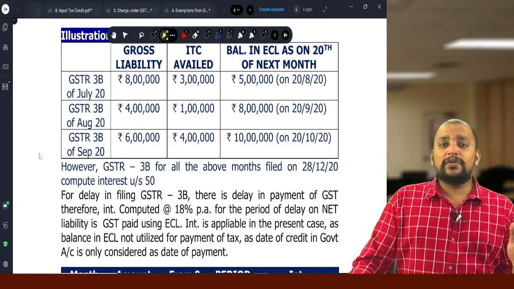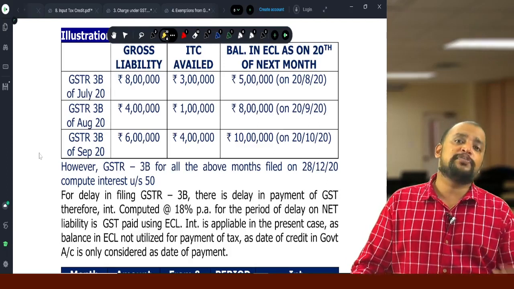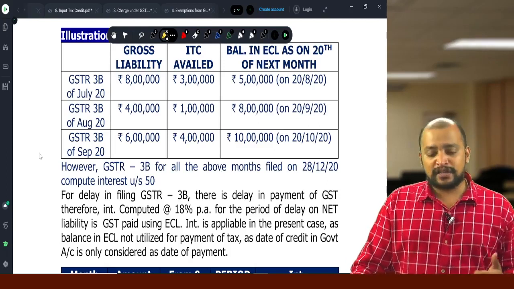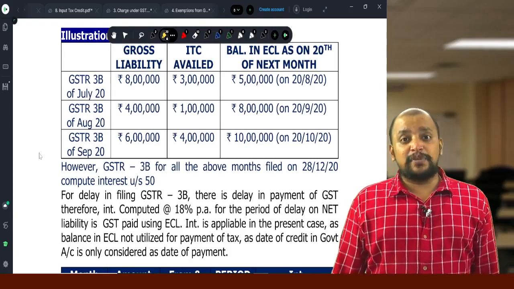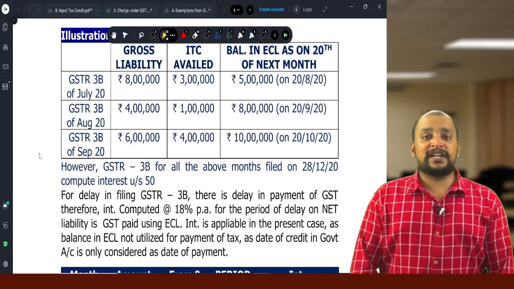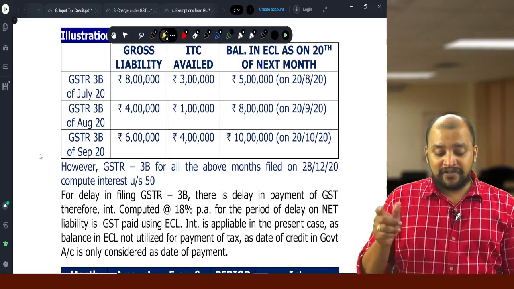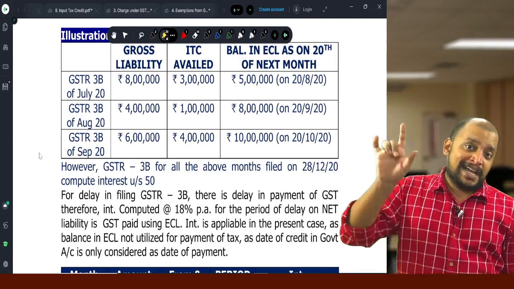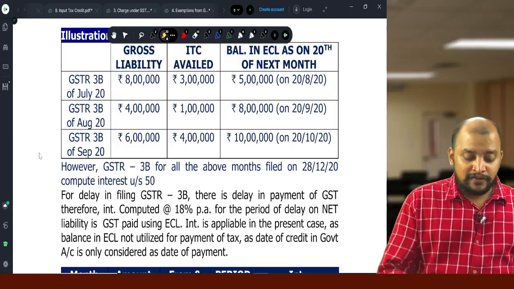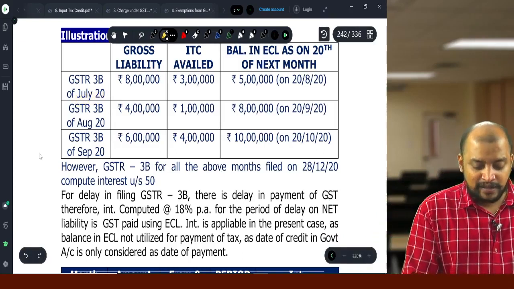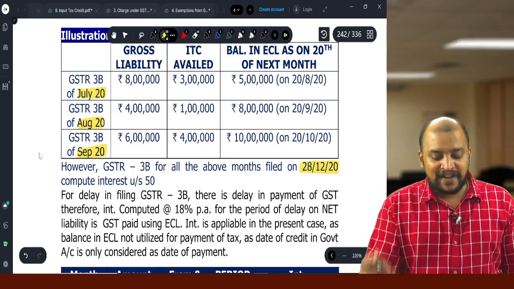So for July, what is the due date of payment of tax? That is the due date of filing GSTR 3B, which is the 20th of the next month. So by 20th August, he deposited 5 lakhs. Now for August 2020, the gross liability is 4 lakhs and ITC is 1 lakh, so the difference is 3 lakhs. Already 5 lakhs is there in the cash ledger. He did not file GSTR 3B for July, August and September separately; putting the 3 months together, he filed it in December.